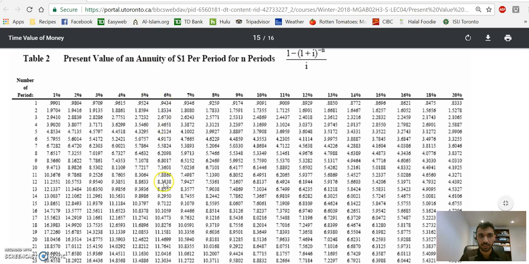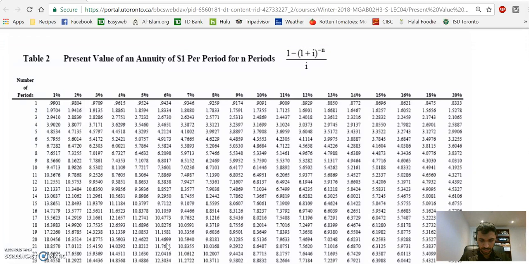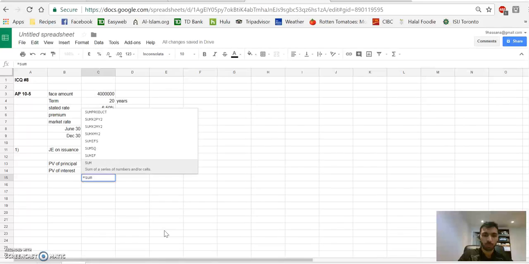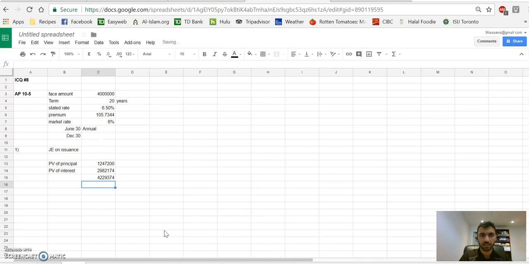So 6%, 20 periods, and you should have these tables in front of you because they're probably very, very small in the video. So it's 11.4699. So we go back to our example and 11.4699. All right. So now you've got 298.2174. So the price of the bond will be the total of these two numbers, which is 4,229,374. So it asks for the journal entries on the issuance of the bond.